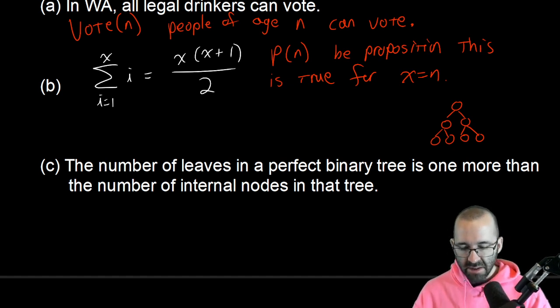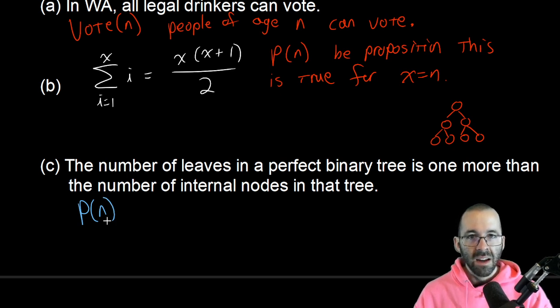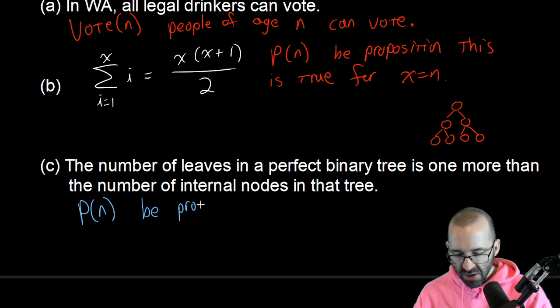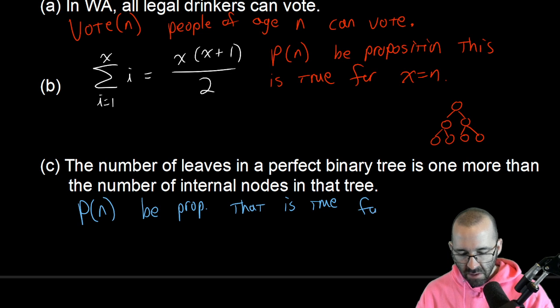Well, it's going to be the same ideas. But here it's a little tricky. What is our n? You don't really want n to be the number of leaves or the number of internal nodes. That's going to be a little weird, although you could probably do that. But an easier way would be to let n be the height of the tree. So let P of n be the proposition that this is true for a perfect binary tree.